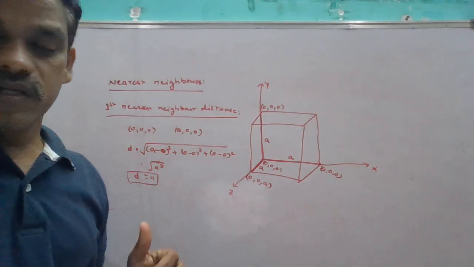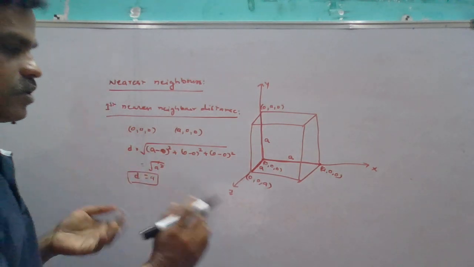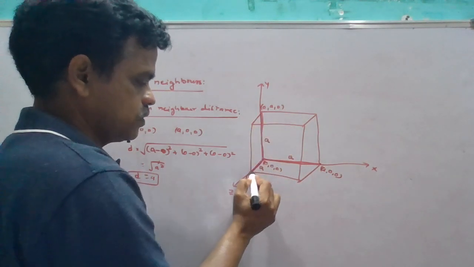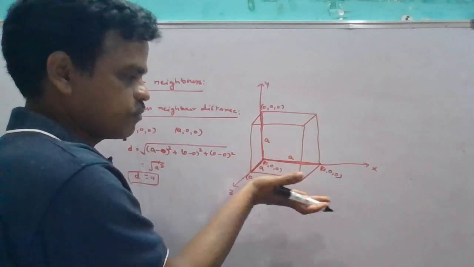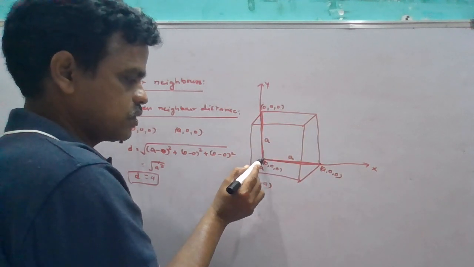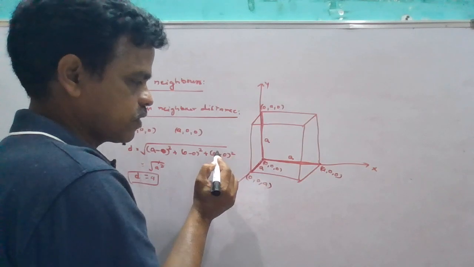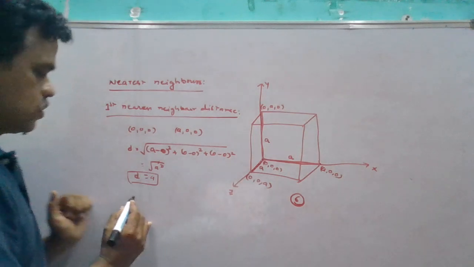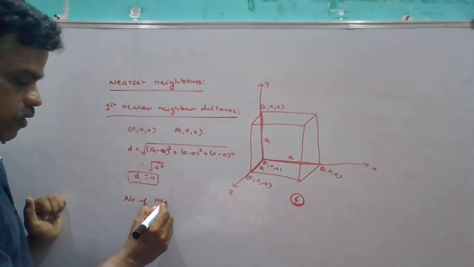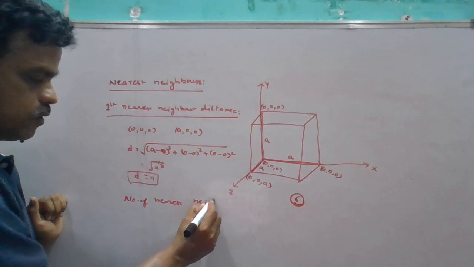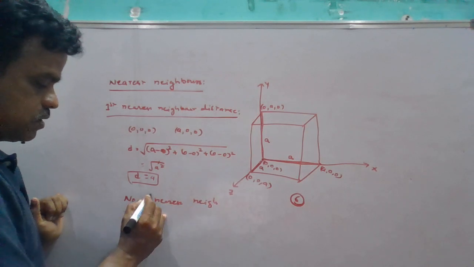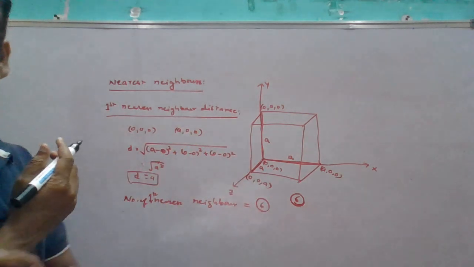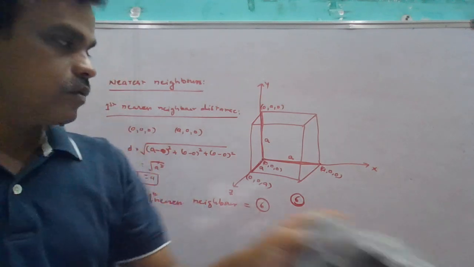Next, the number of first nearest neighbors. For example, this is 1, this will become 1, so these are 3. Then the remaining: this is the front side, and the back side also will be there. Opposite to this one, 1. Opposite to this one, 1. Opposite to this one, 1. So in total you get 6. So the number of first nearest neighbors is equal to 6. For this, I have one shortcut. So what is that?